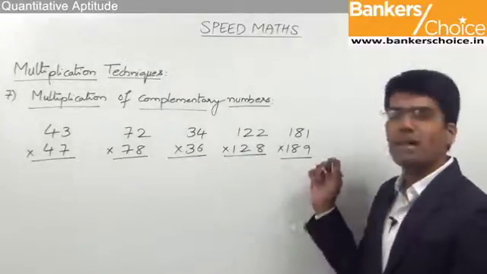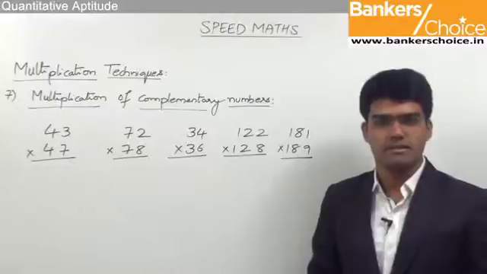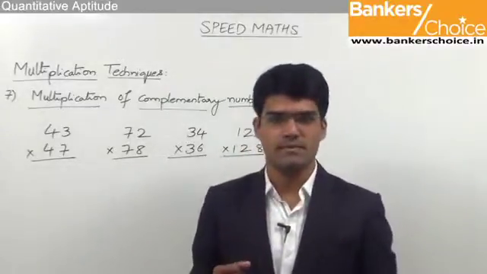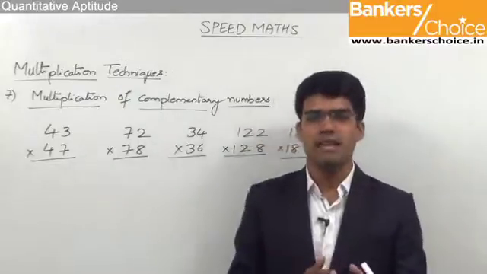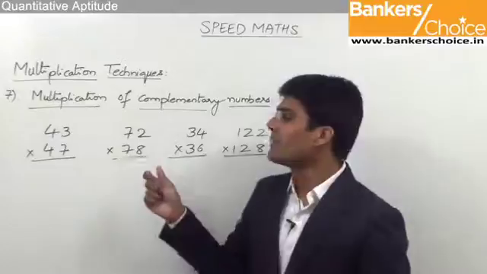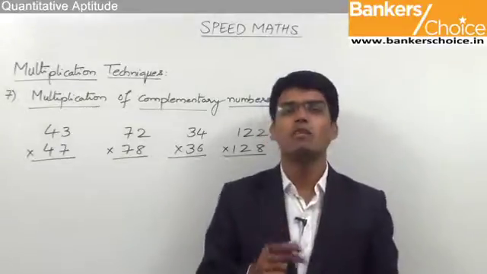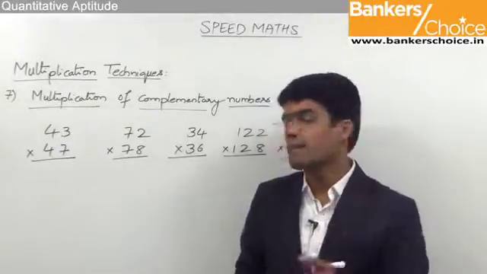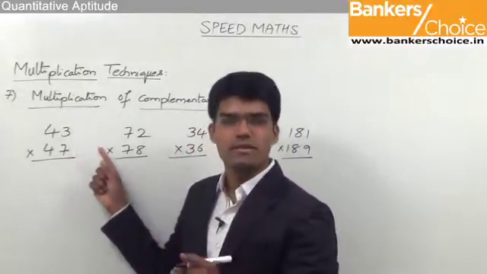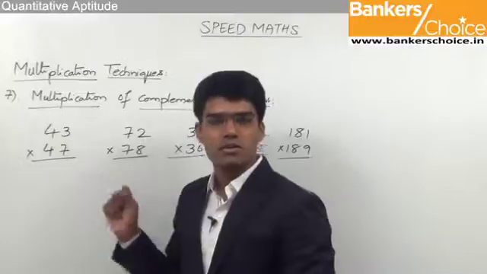So such numbers are referred to as complementary numbers, and multiplication of such numbers can be done in simple two steps. As you have seen in the previous case, we were doing multiplication of two numbers in 3 steps, but here the multiplication can be done directly in 2 very simple steps. The first step here is to multiply the units places. That is similar to the previous case. First step is multiplication of units places.